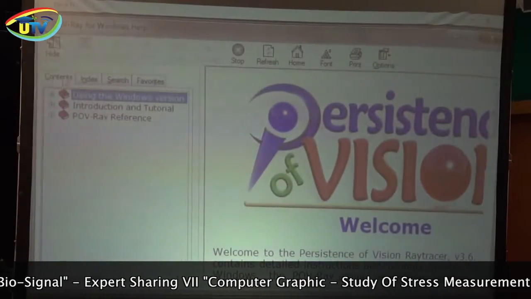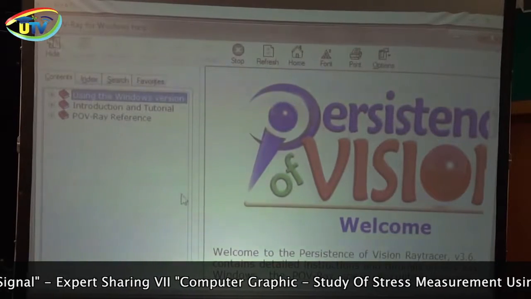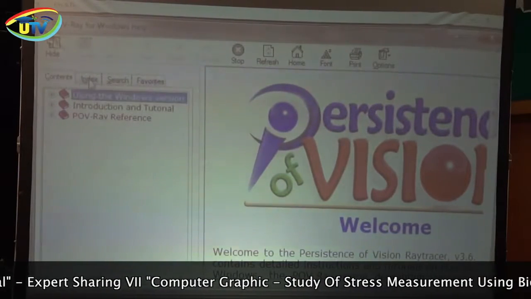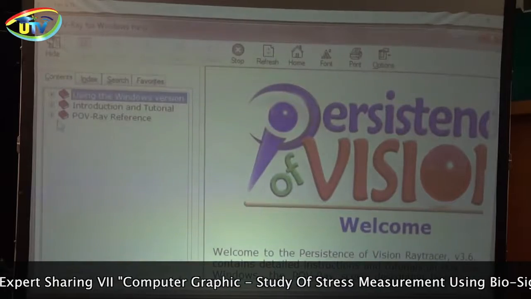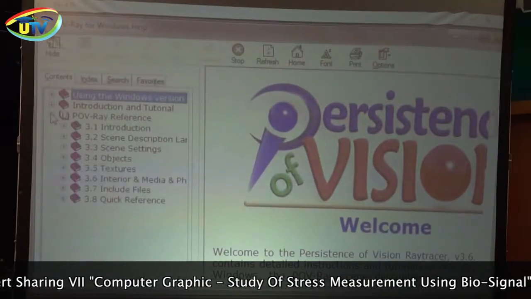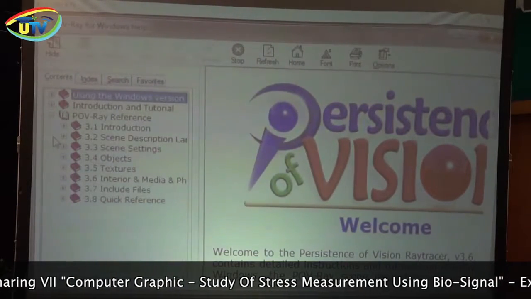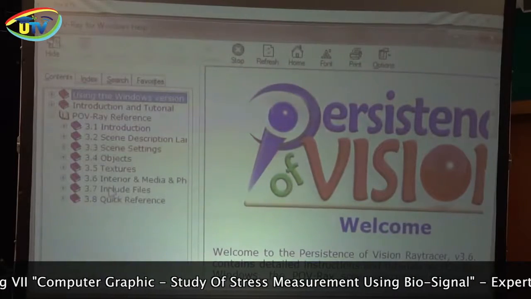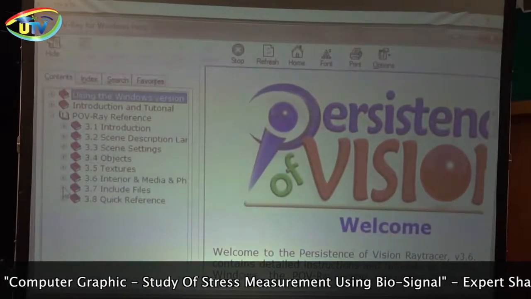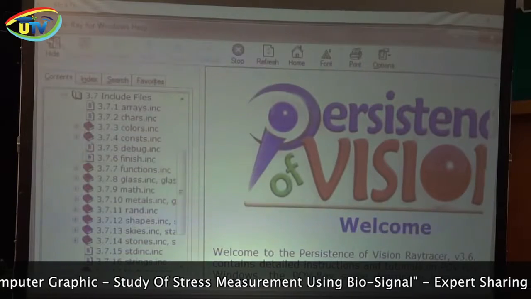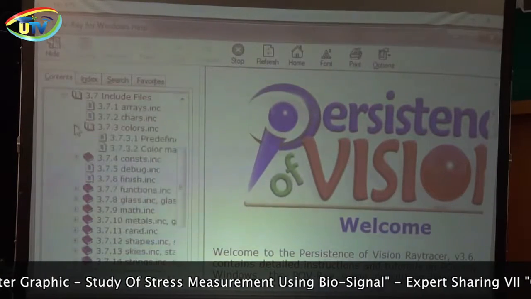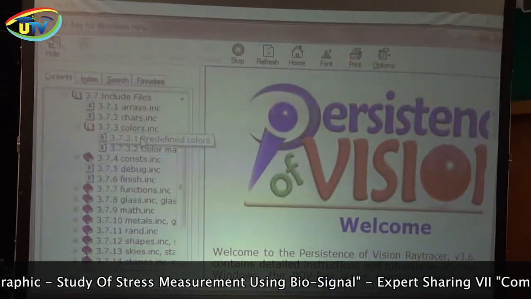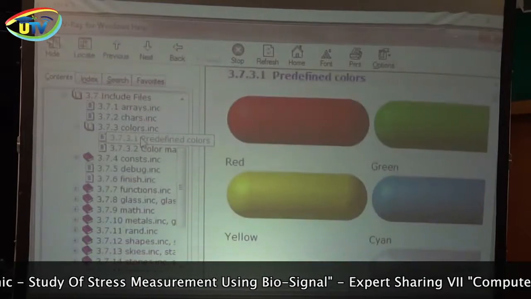search for things you know the names of. Let me go to the POV-Ray reference. We're talking about an include file. There is include files here. I open that up. Colors include. I think that's what I'd like to know. Predefined colors. And that's very interesting.